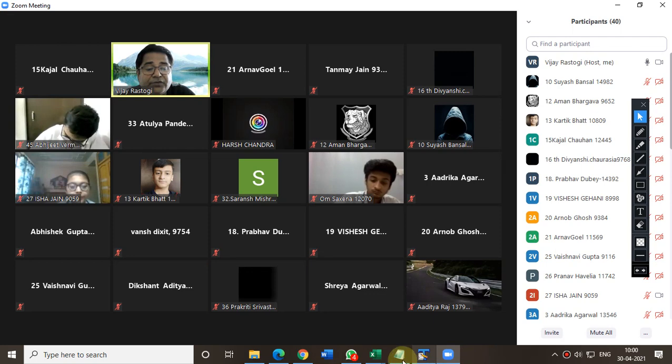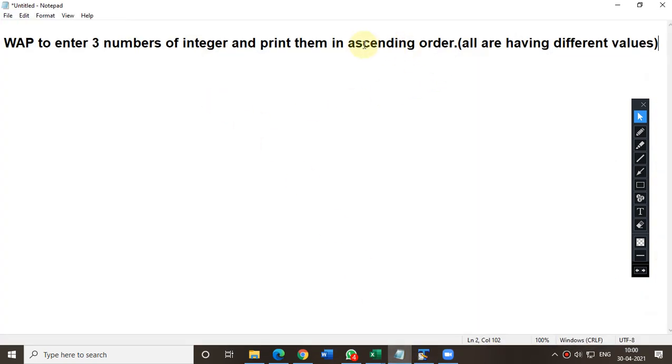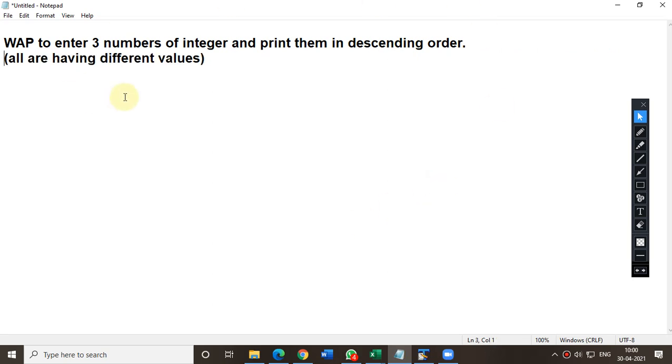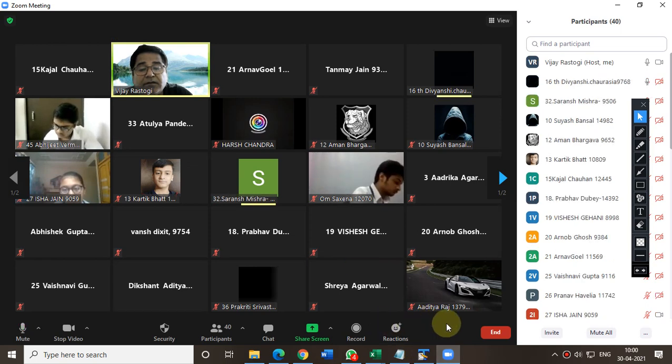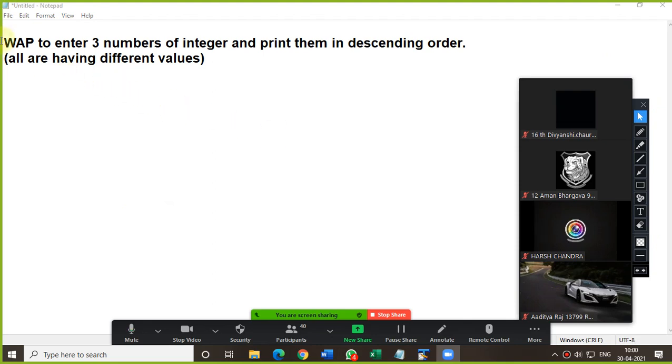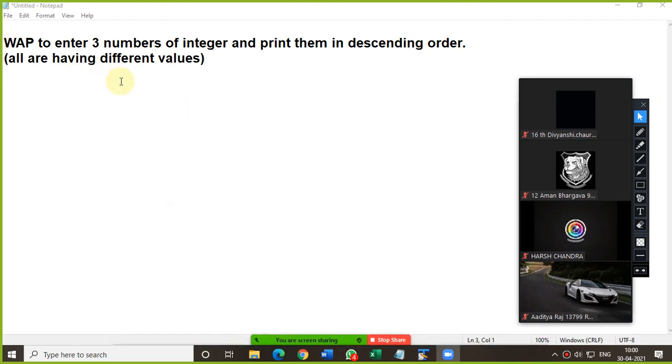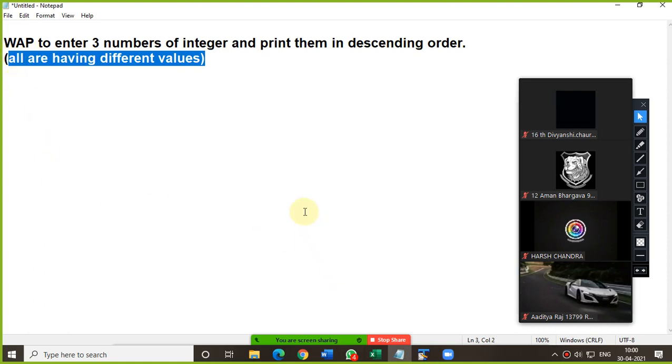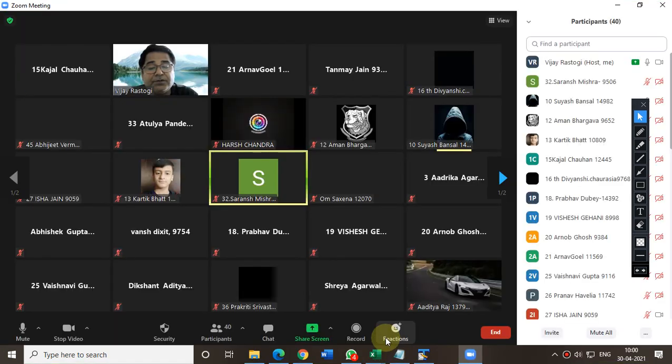And now I am going to give you a small homework. The homework is just the opposite of this, the same question, but now we are supposed to print the numbers in descending order. Okay? Screen is not there. Pardon? You have not shared your screen. No problem, beta. I am recording also. Now let me share. Now the question is: enter 3 numbers of integer type and print them in descending order. And again we are assuming that all the values the user has entered are different. Okay? Got it or not?